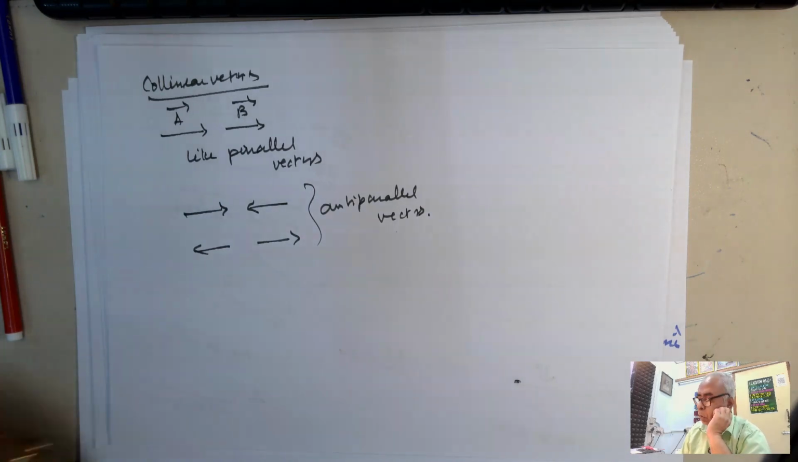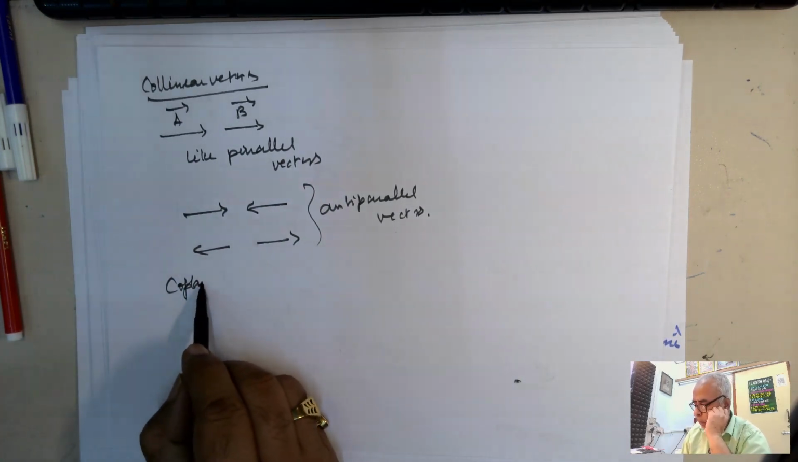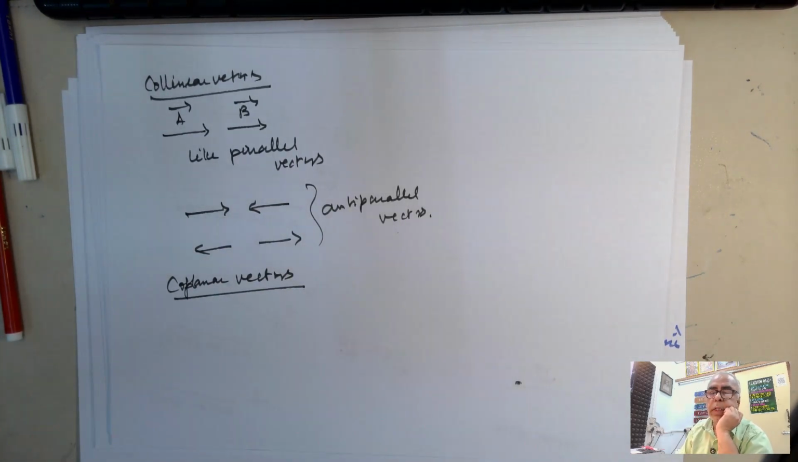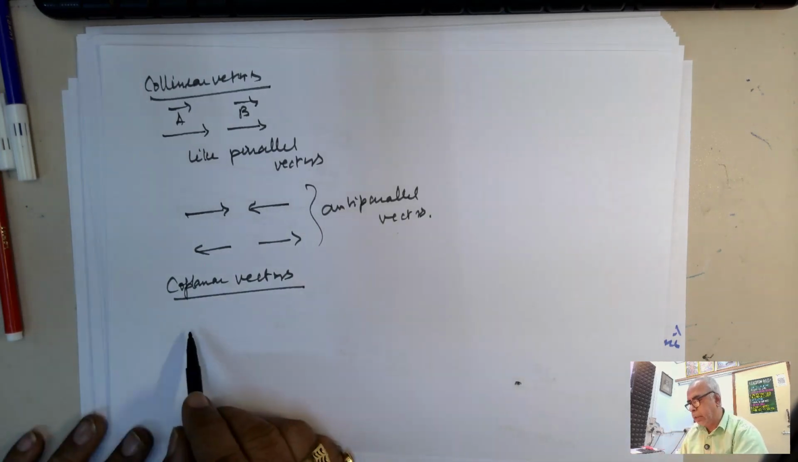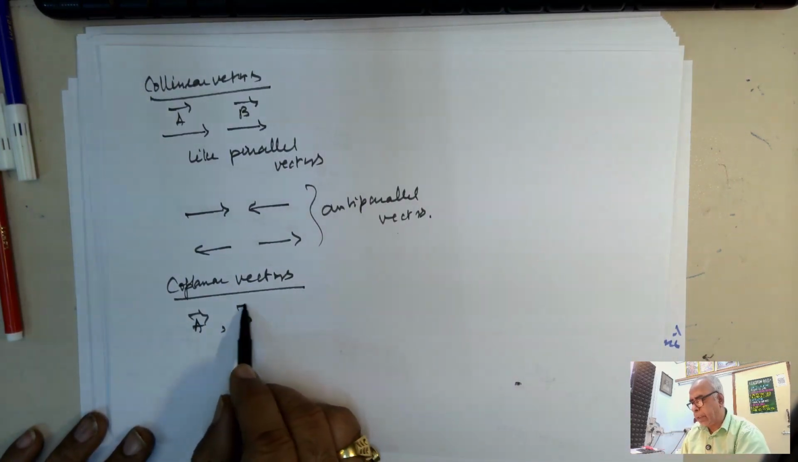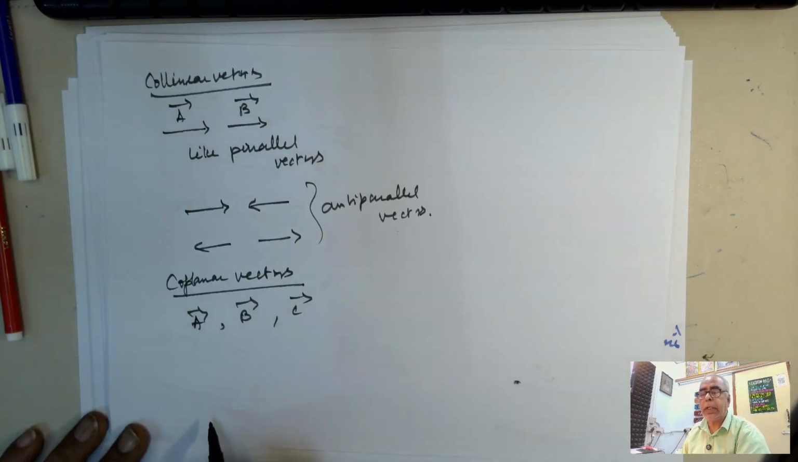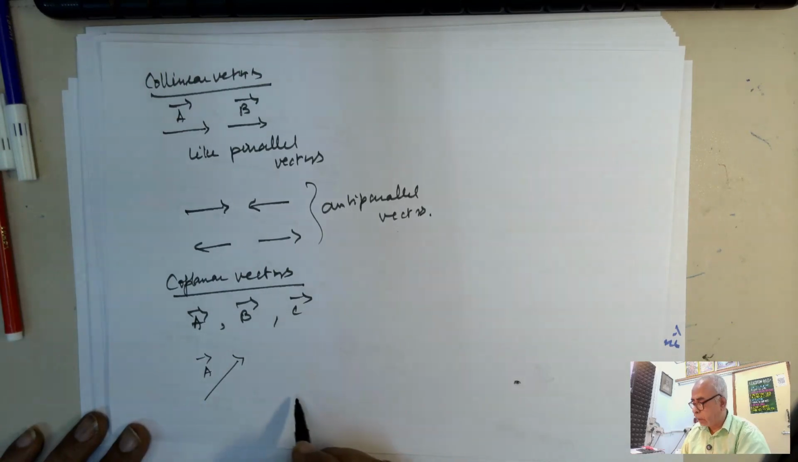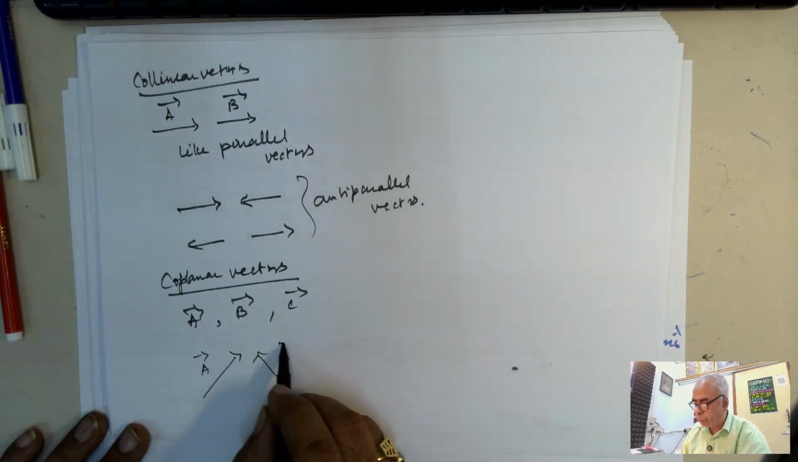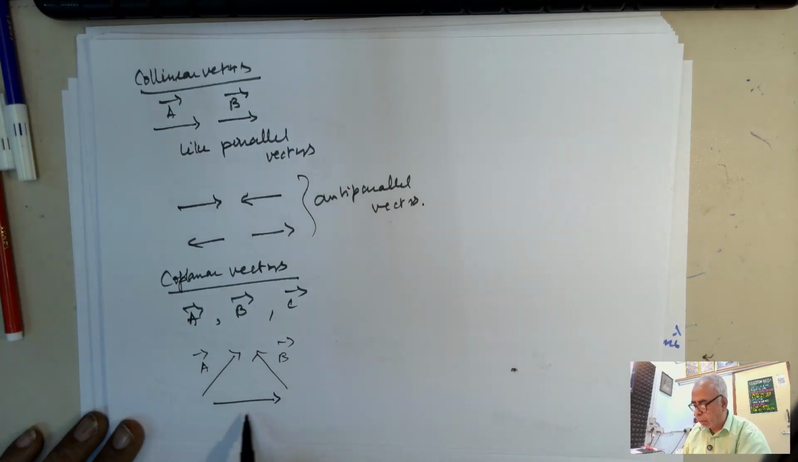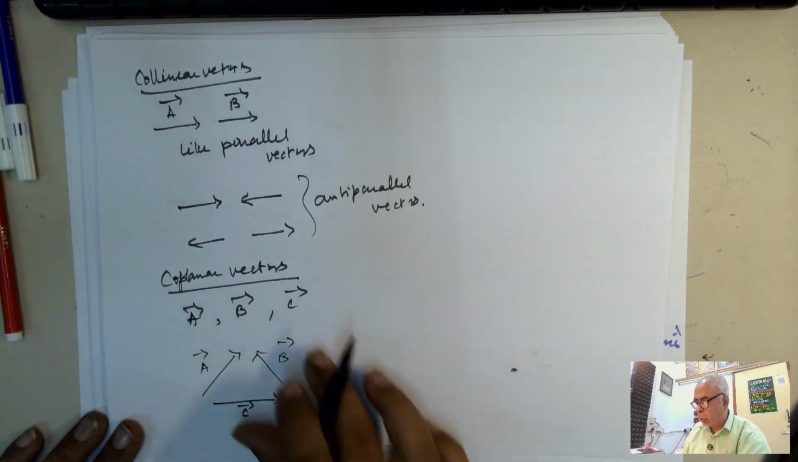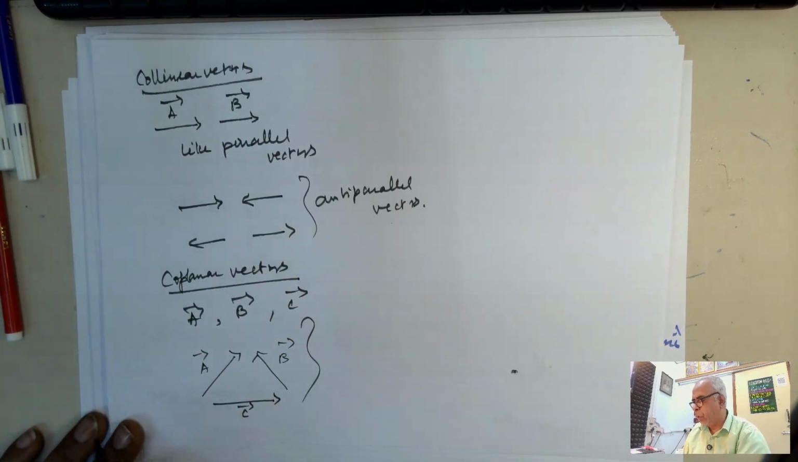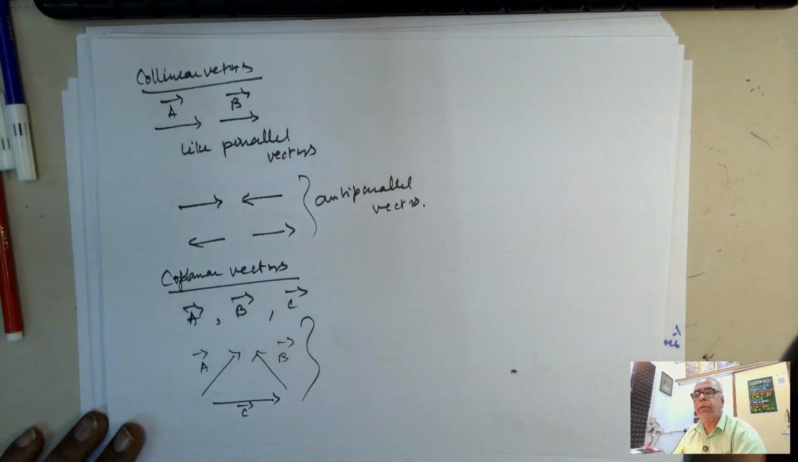Then coplanar vectors. Coplanar vectors means that they are lying in the same plane. Let me consider vector A, vector B, vector C. All are lying in the same plane. For example, a vector goes like this, vector A. Another vector goes in this direction, vector B. Another vector goes in this direction, vector C. So all these together can be called coplanar vectors, because they are acting on the same plane.